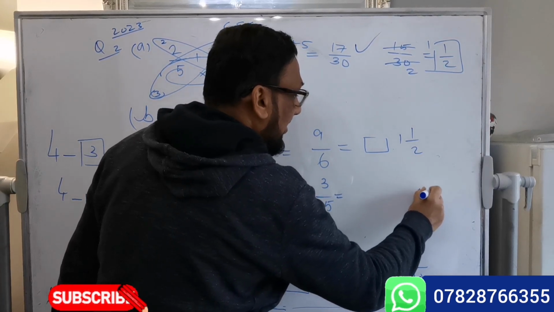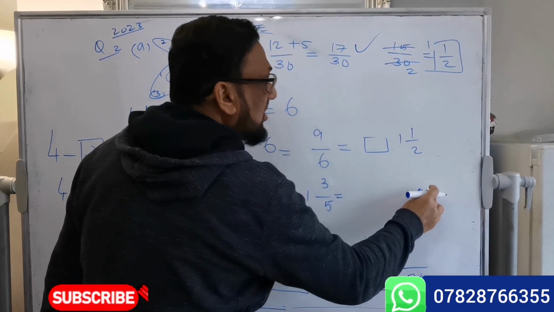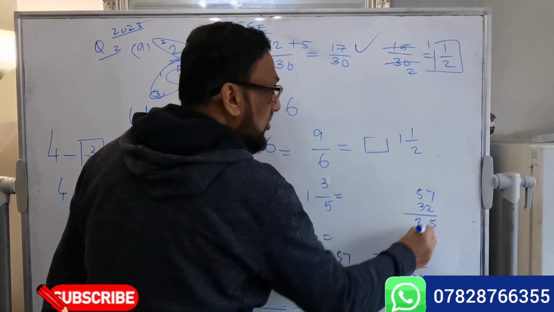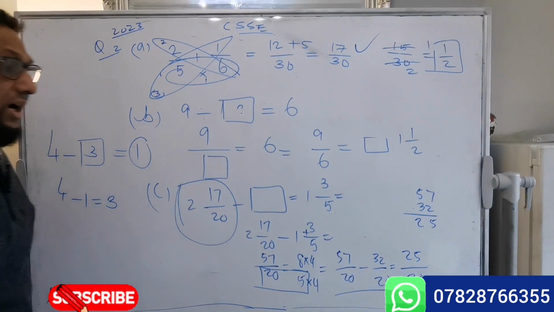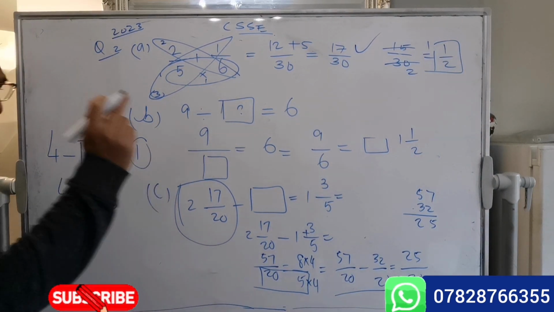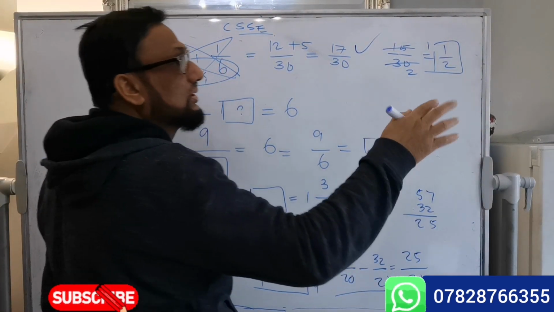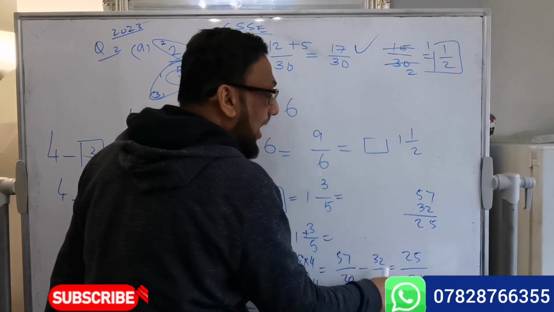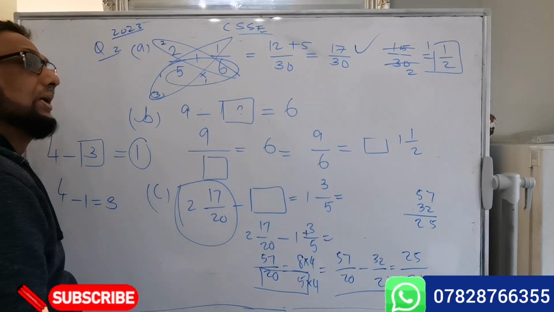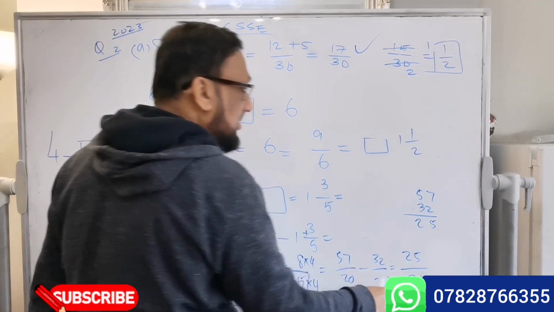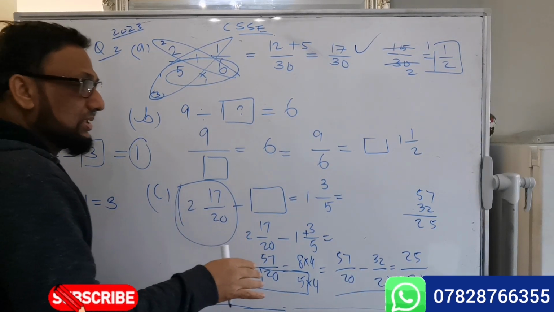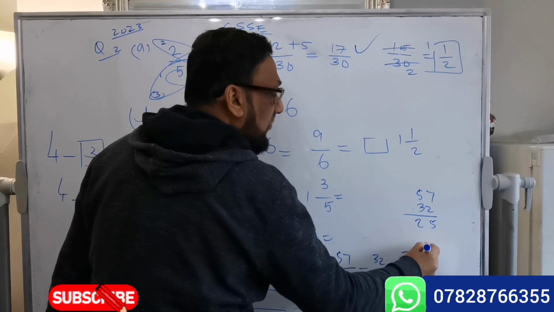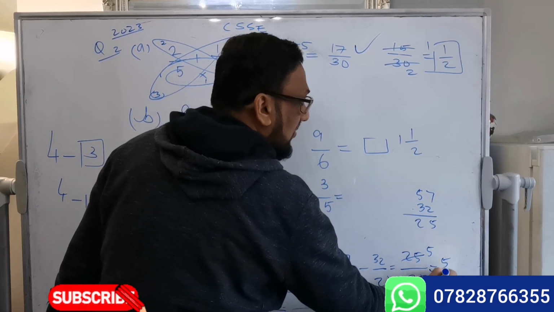And now 57 take away 32. So 7 take away 2 is 5, and 5 take away 3 is 2. So you get the answer 25 over 20. But this is not your final answer. Why? Because there are two things happening here. First, the numerator is higher than the denominator. And second, they are multiples. The easy way is to cancel: 5 times 4 is 20, and 5 times 5 is 25. So you get the answer 5 over 4.